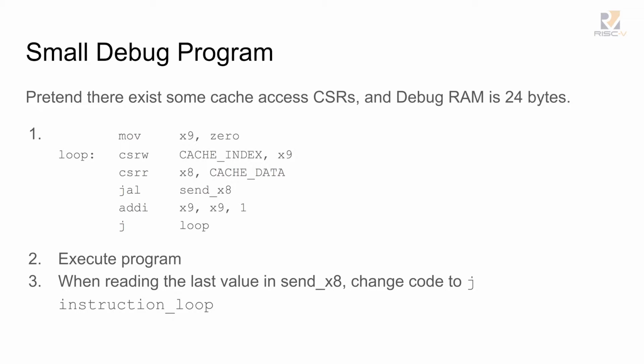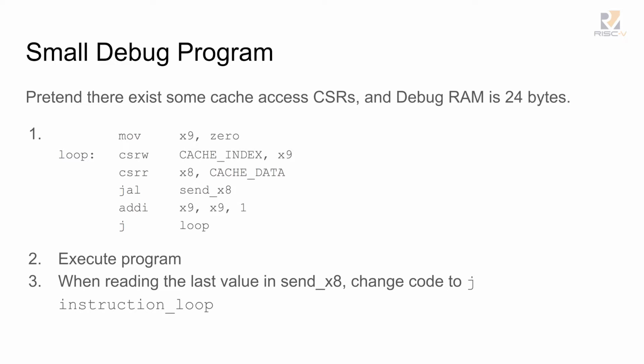If you need more efficiency, if you want to do stuff in bulk, you can take advantage of having more than 8 bytes of RAM in your debug program RAM and write a small program there. So for instance, assuming we had an extension that allowed access to data in the caches, where there's 2 CSR registers, an index register and a data register. You write 5 to the index register, and then you read from the data register to see what is there in cache word 5. You could write a small program like here, where basically we set our pointer register to 0, we write it to the index, then we read the data into X8, then we call the sendX8 function, then we increment our pointer, and then we go and do it again.